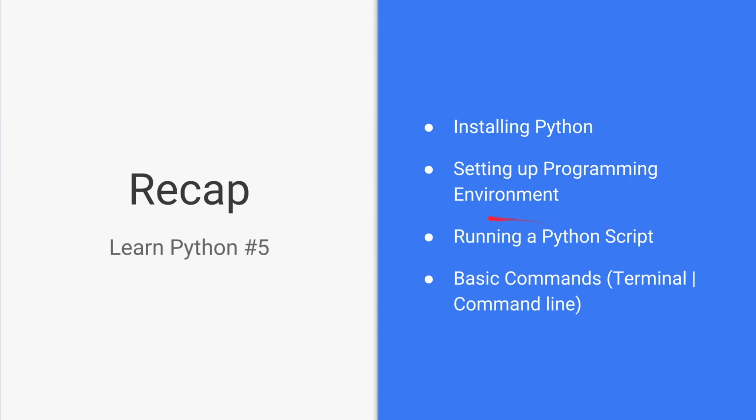We learned how to run a Python script, so we actually created our own Python script, which was a simple arithmetic operation. We also ran a pre-made Python script, which I've linked in the description below. And then we also learned about some basic commands in the terminal, which are cd, the change directory command, and the python command to run our Python script. And we've done this for both operating systems, for Mac and for Windows.